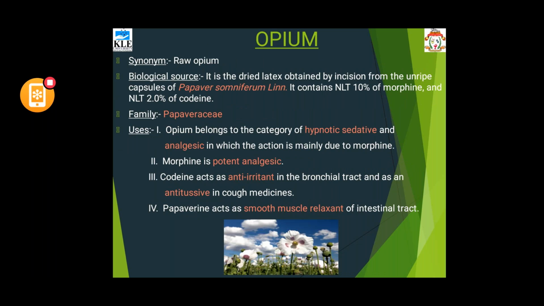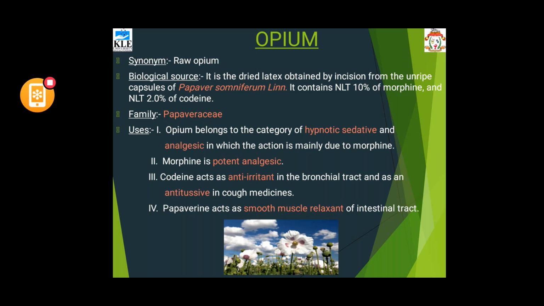Opium. The synonym for opium is raw opium. The biological source is a dried latex obtained by incision from the unripe capsules of Papaver somniferum Linn. It contains not less than 10% of morphine and not less than 2% of codeine. The family to which opium belongs is Papaveraceae.